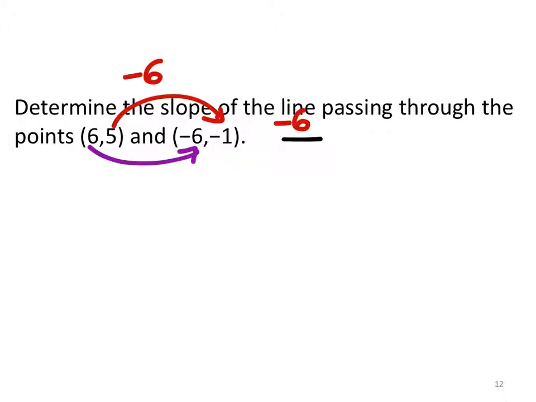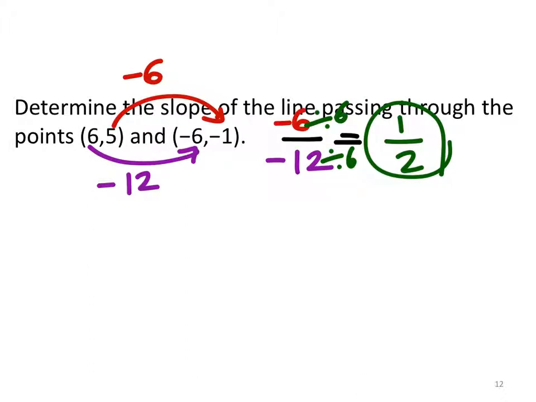What about the x values? I'm going from 6 to the left, negative 6. That means I would have to go to the left 12, which is the denominator. Now this gives me a fraction, which again I can simplify. Both of these are divisible by 6. You could even say negative 6 to make it positive, 1/2. And that is the slope.